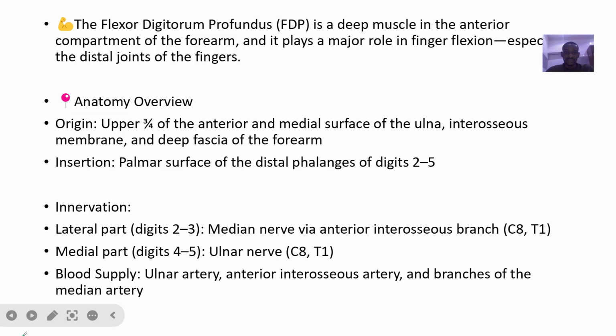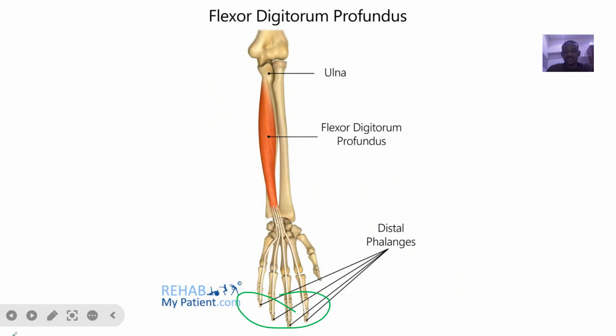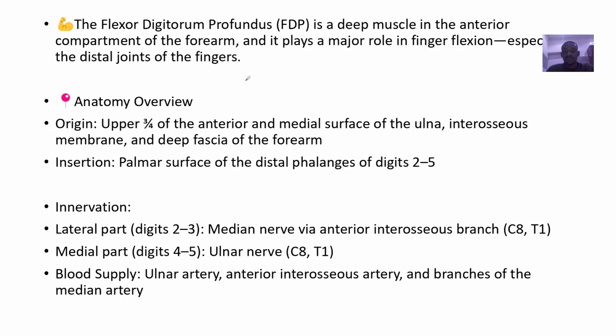So anatomy overview: the origin is the upper two-thirds of the anterior and medial surface of the ulna. You can see it. Upper two-thirds, that means it should originate from this whole place, and the interosseous membrane and the deep fascia of the forearm. Insertion is the palmar surface of the distal phalanges of digits 2 to 5.